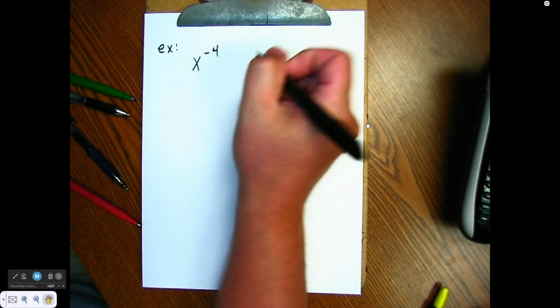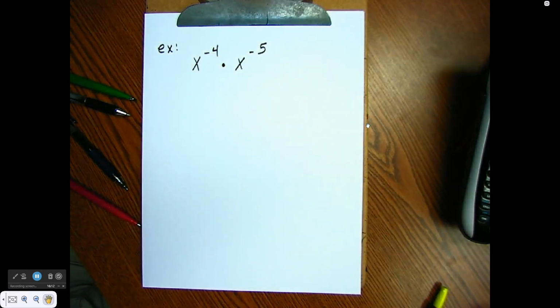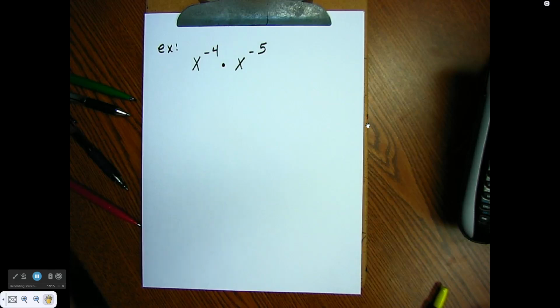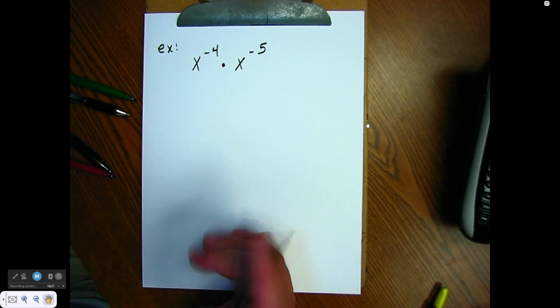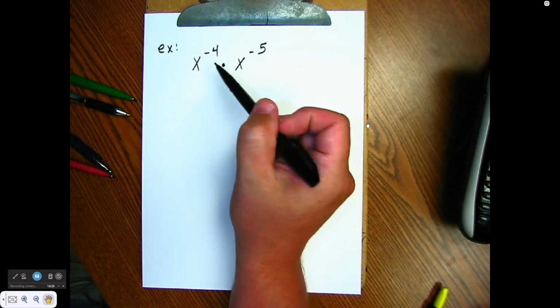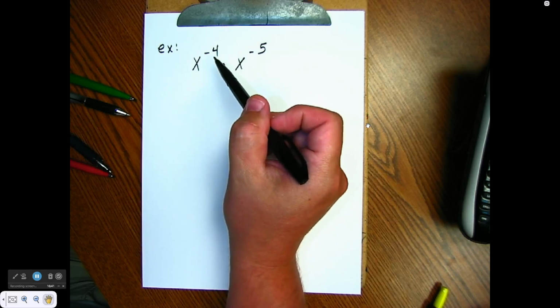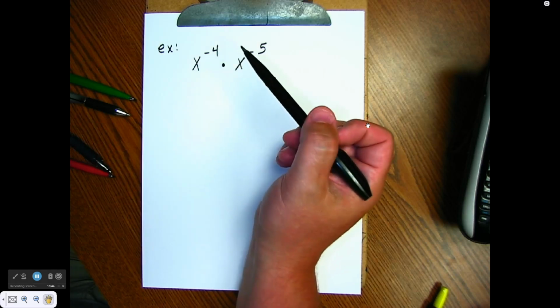x to the negative 4 times x to the negative 5. Now the thing with all these rules of exponents is, as long as you use the rules correctly, there's no set-in-stone set of rules that says you have to do this rule first and then this one. It doesn't matter as long as you use the rules correctly. But in this problem, I see that we're going to be using the product rule as well as the negative exponent rule. However you choose to do it is up to you.